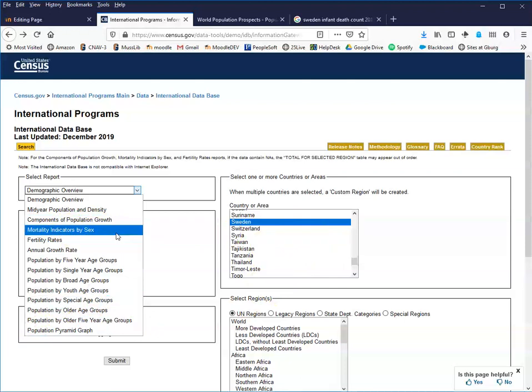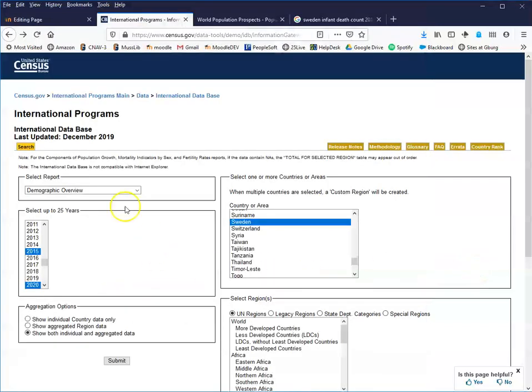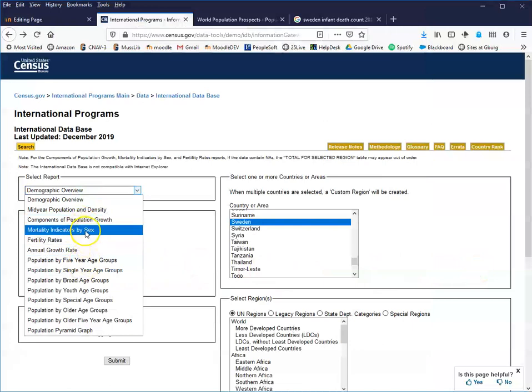So you're going to be asked to do some things with that data in the assignment, primarily calculating the crude death rate, deaths over total population, 5 points in time, age specific, using all that stuff we just had, infant mortality. Well, you kind of have the infant mortality rate, and if you do this method of backwards calculating to get your births, you've accomplished the same thing as calculating infant mortality. As long as that's clearly labeled on your spreadsheet, you've done that. Create a table with the five countries that show the infant mortality rate. Again, that's something you can get here with mortality indicators by sex.